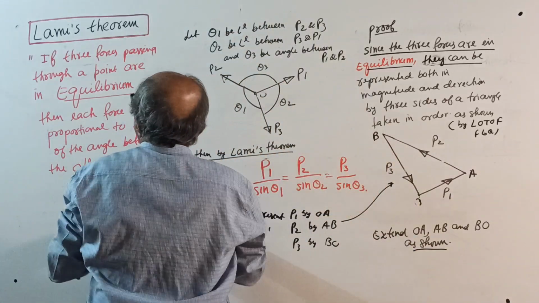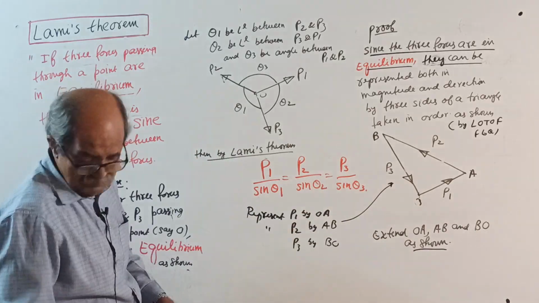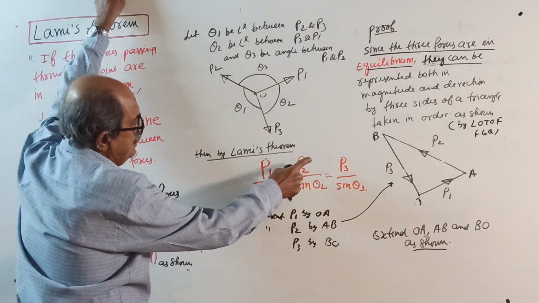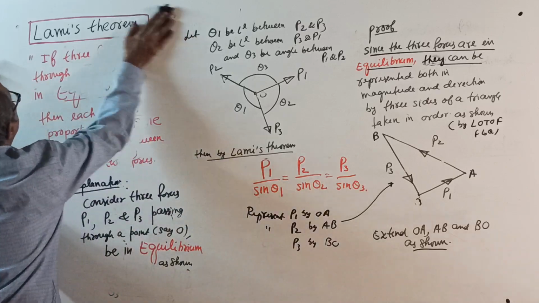Now I will do one thing. I will remove this one, it is not required now. See, finally what you have to prove? You have to prove P1 by sin theta 1 equals P2 by sin theta 2 equals P3 by sin theta 3. This I will remove.